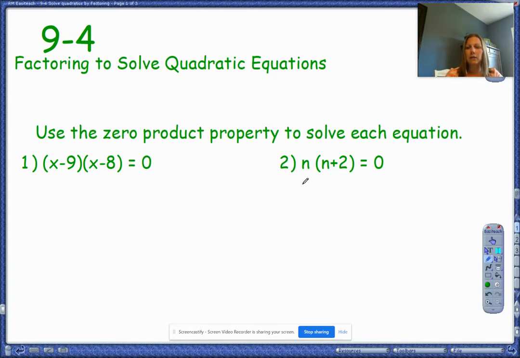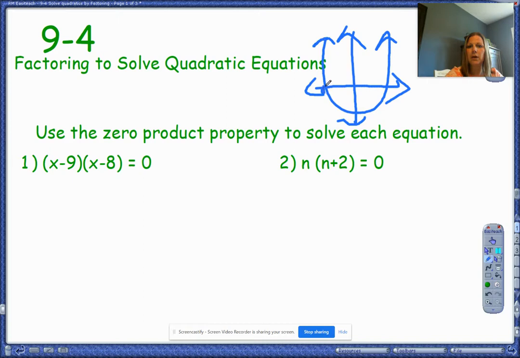So when you factor and you set each factor equal to 0, you are figuring out where your parabola does cross that x-axis. So if you have your coordinate plane and your parabola, we are trying to find the x values of where your parabola and your x-axis meet.